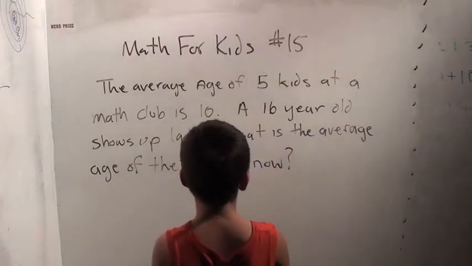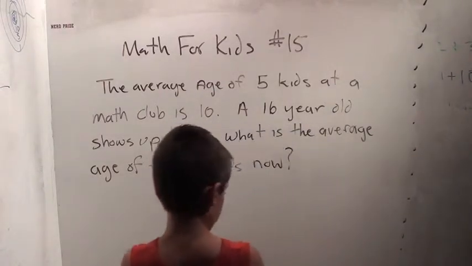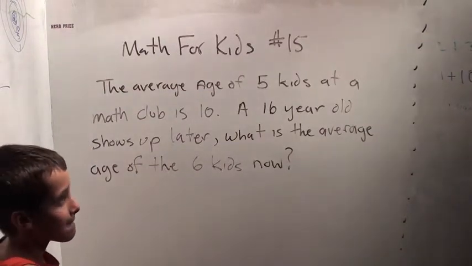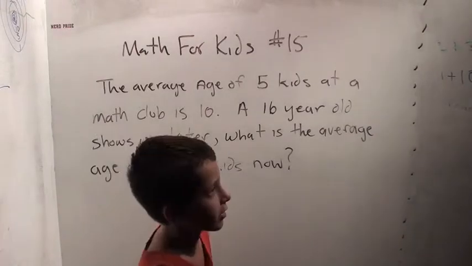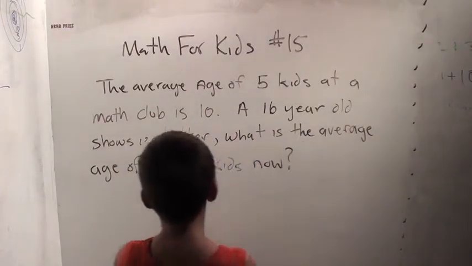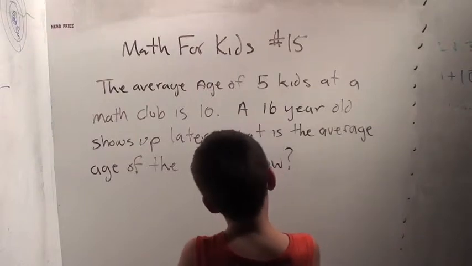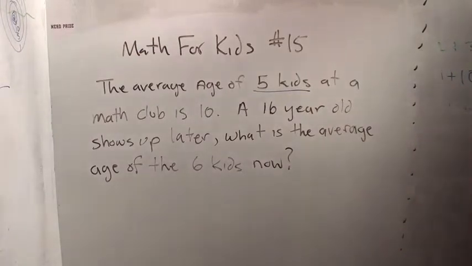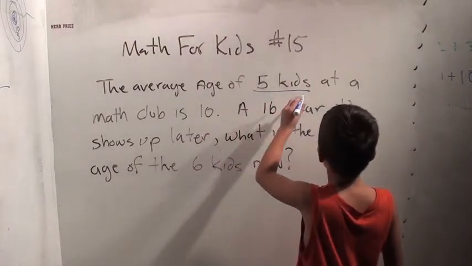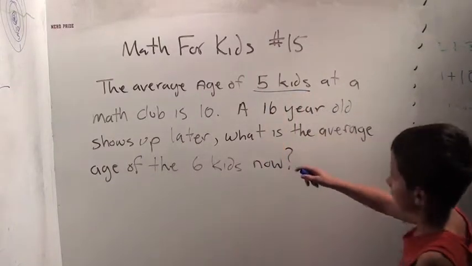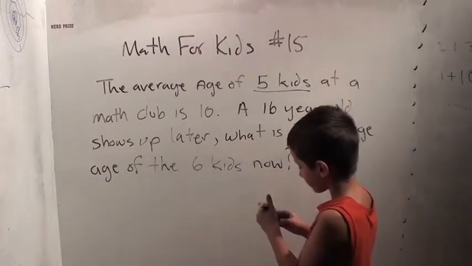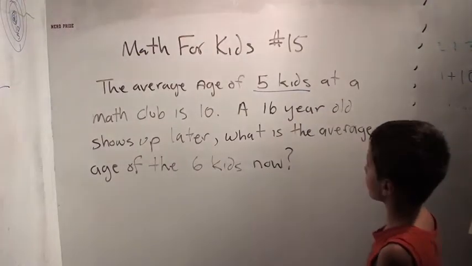How do you solve it? This one's not super easy. We're going to understand the problem. What's the first thing you have to understand? That there are 5 kids at the math club. What do you know about those 5 kids? The average age of the 5 kids in the math club is 10. So we have 5 kids and we know their average age is 10. So what does that mean?